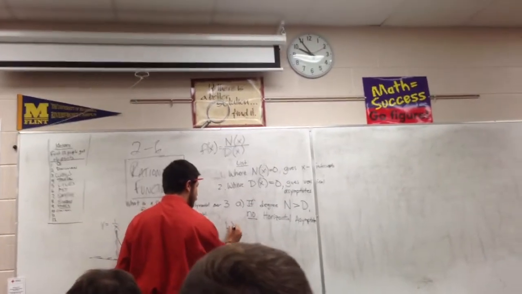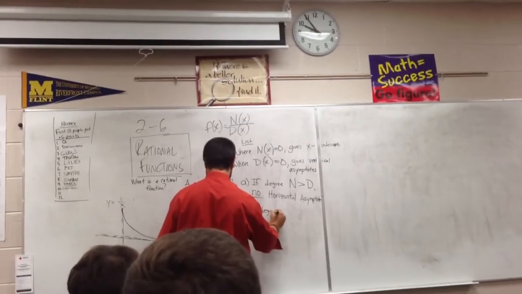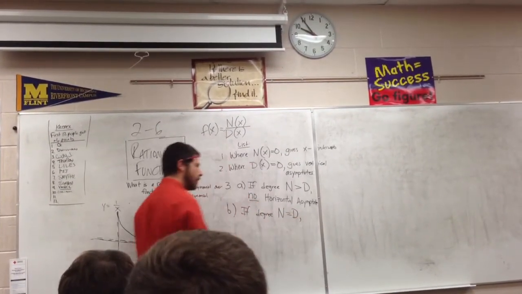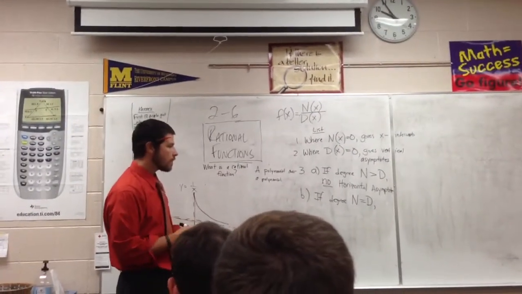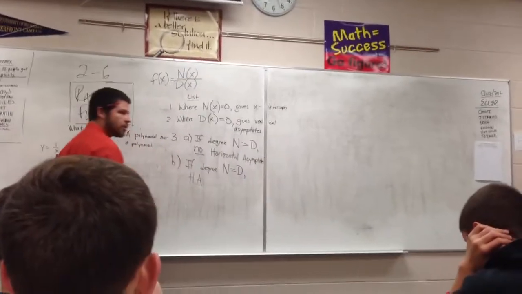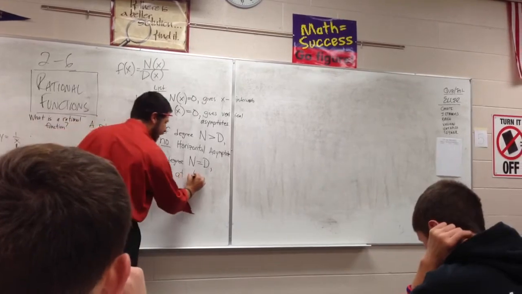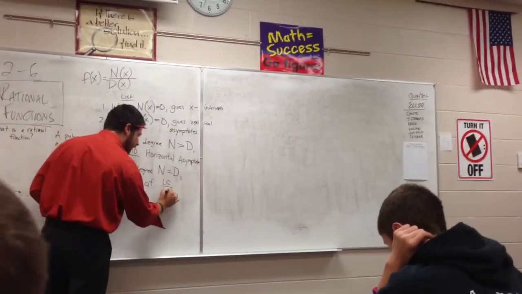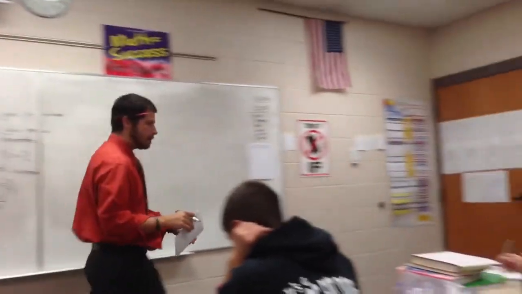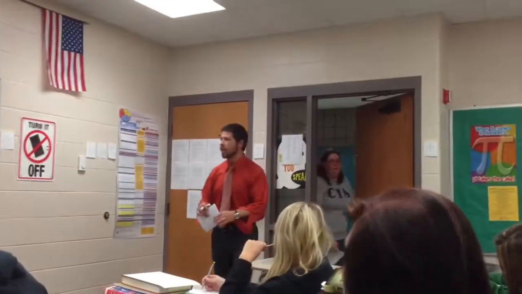Part B. If the degree of the numerator is equal to the denominator, you have a horizontal asymptote at the leading coefficient divided by the leading coefficient. I will explain to you what it means in a second. But I just want to tell you this information for now, and we'll get to it as an example.